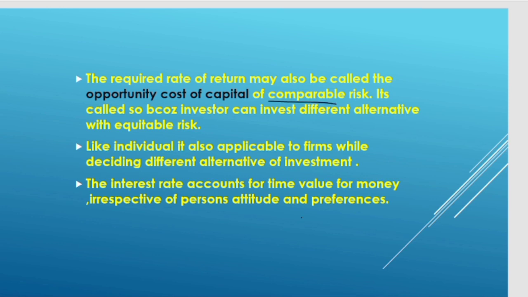For comparable risks, it is called so because an investor can invest in different alternatives with equivalent risks. Like an individual, it is also applicable to a firm deciding between different investment alternatives. You can ignore the second factor, the preference of consumption, which may not be considered in a firm, but the risk and the time value are both considered by the firm while deciding on an investment opportunity. The interest rate accounts for the time value of money. It is irrespective of one person's attitude and preference. Who the person is and what their preference is does not affect the interest rate for the time value.